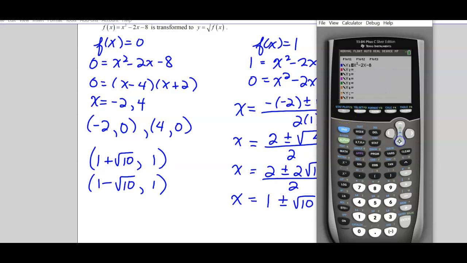So, y2 equals 1. I mean, that one's pretty obvious. I would just do y equals 1. I wouldn't do the square root of the function because this is way faster. Second trace intersect. Enter, enter, enter. Copy out the x value. That's the leftmost x value. That's the leftmost one, so that would be for 1 minus root 10. There you go. Okay, and I got the same thing. So it's going to be correct.